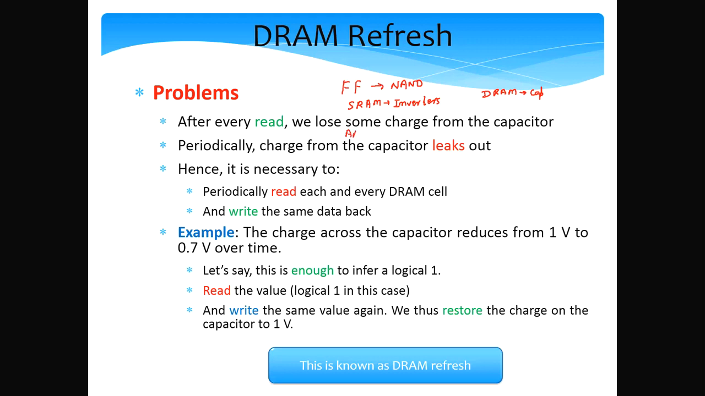The charge is shared between the capacitor and the bit line, and on a regular basis, charge from the capacitor leaks out. So what will happen is that, let's say at time equal to 0, we store 1 volt across the capacitor. What will happen is that maybe at t equals 2 nanoseconds, a little bit of, see, no dielectric is perfect.